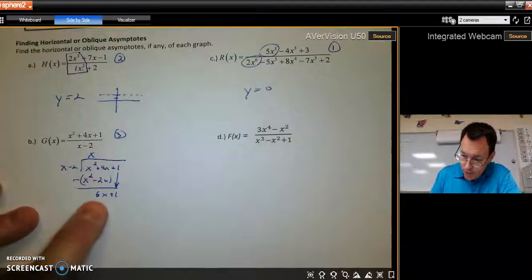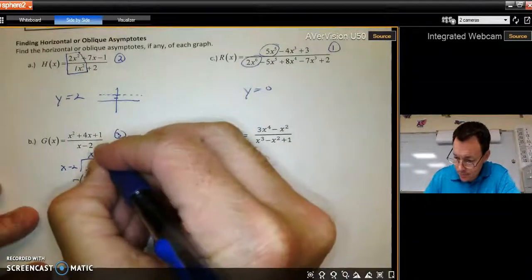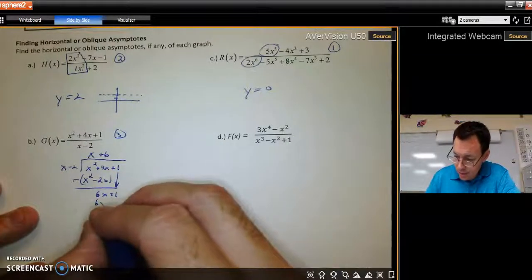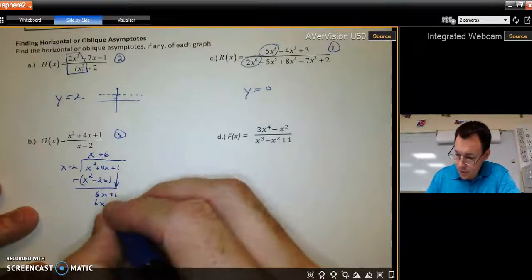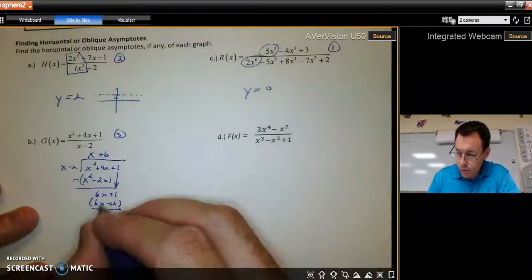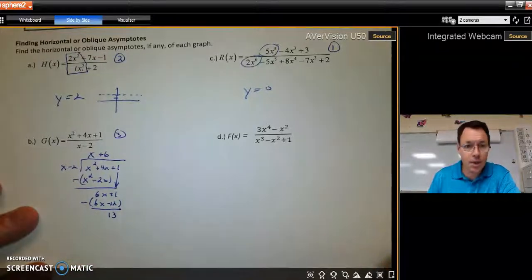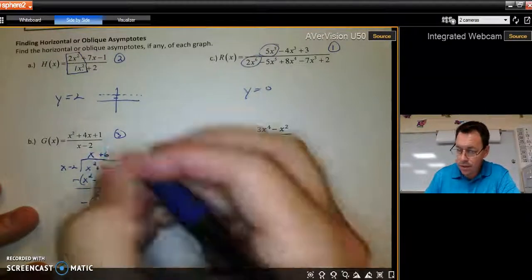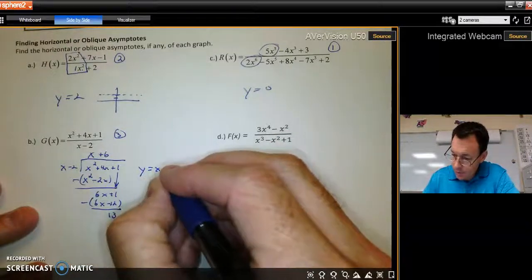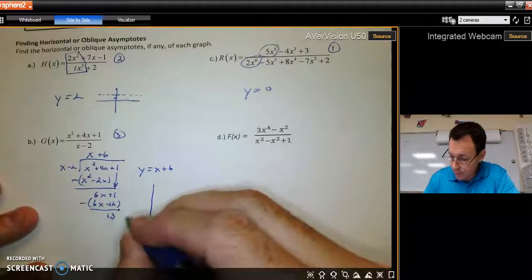You look at the x, and you look at the 6x, and you say, if I multiply this by a 6, I'm going to get 6x. So 6 times x, 6x. 6 times -2 is -12. And then we subtract that row, which would get us 0 here. And then 1 minus -12 is 13. That's the remainder. Now, this isn't important to us. This is our answer. y equals x plus 6 is an oblique asymptote that our graph is going to follow.